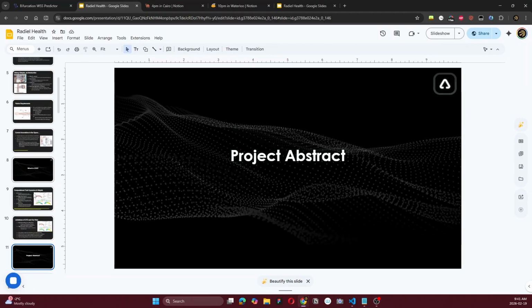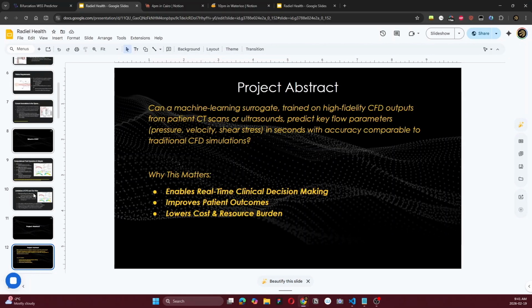So, what's our proposal? At Radiel Health, we want to answer this question. Can a machine learning surrogate trained on high fidelity CFD outputs from patient CT scans or ultrasounds predict key flow parameters like pressure, velocity, and shear stress in seconds, with accuracy comparable to traditional CFD simulations?